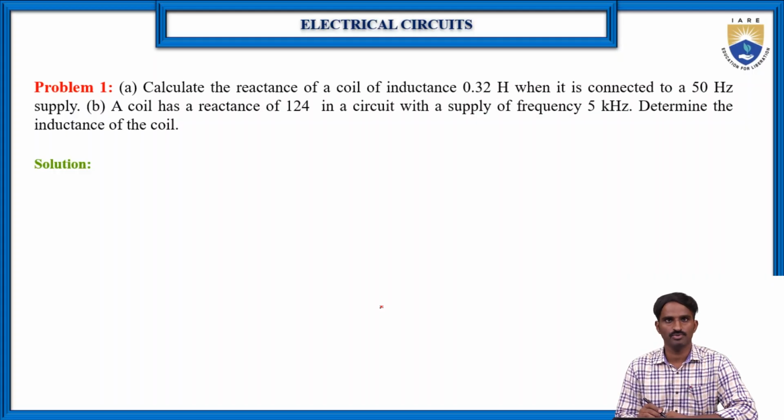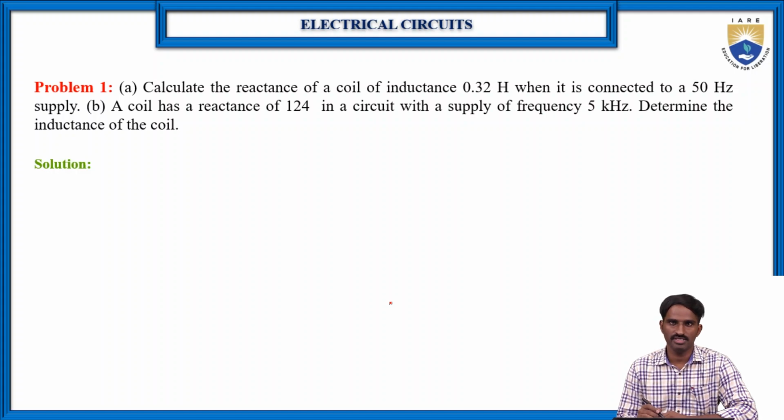So let us go with the first problem. Let me read this first problem. Calculate the reactance of a coil of inductance 0.32 henries when it is connected to a 50 Hz supply. And then one more problem: a coil has a reactance of 124 in a circuit with a supply of frequency 5 kHz. Determine the inductance of the coil.